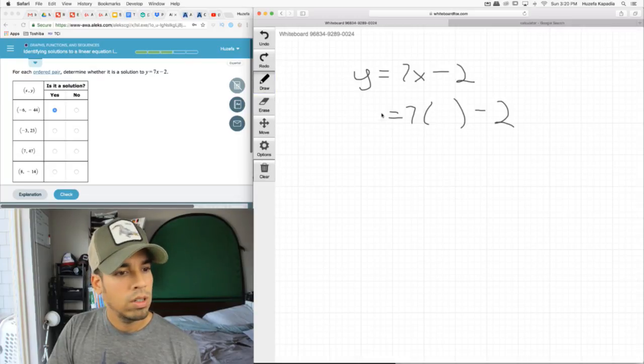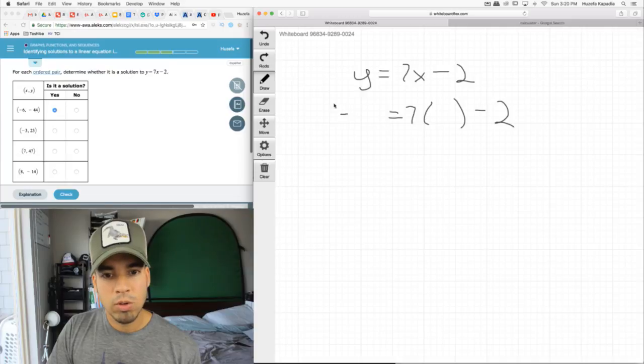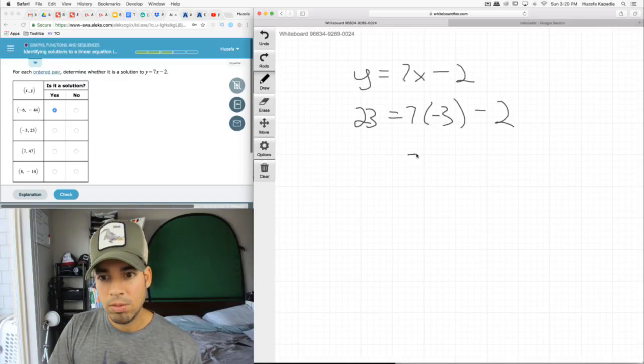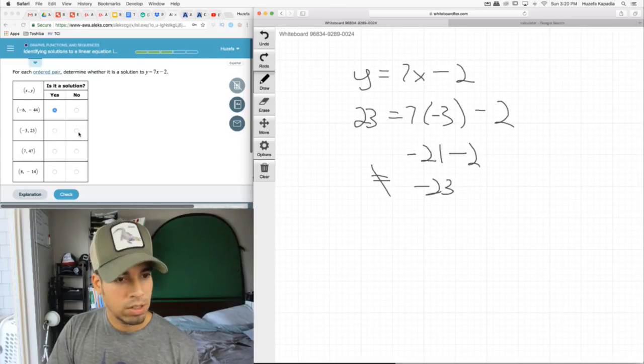Let's try the next one. Remember, you got to make sure to put the y on the left, not on the right. So that can be a little confusing. 23 here. The x is -3. So this becomes -21 minus 2, which is -23, does not equal positive 23.